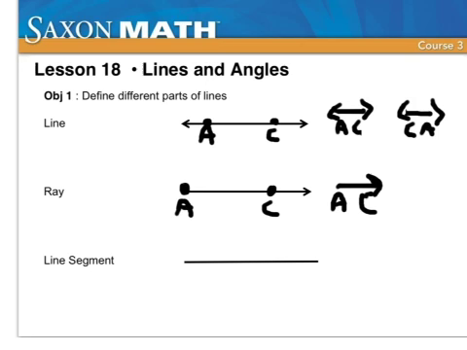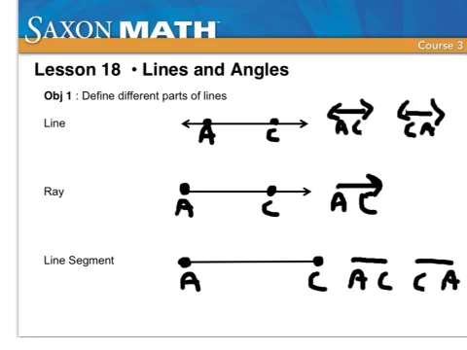Okay, a line segment is part of a line. A ray is a part of a line, but a line segment is another part of a line. And a line segment starts and stops. So the symbols can look like this. You can put little dots on the end of them, but you don't need to. This one shows it starts and stops. And you can name it line segment AC or line segment CA.